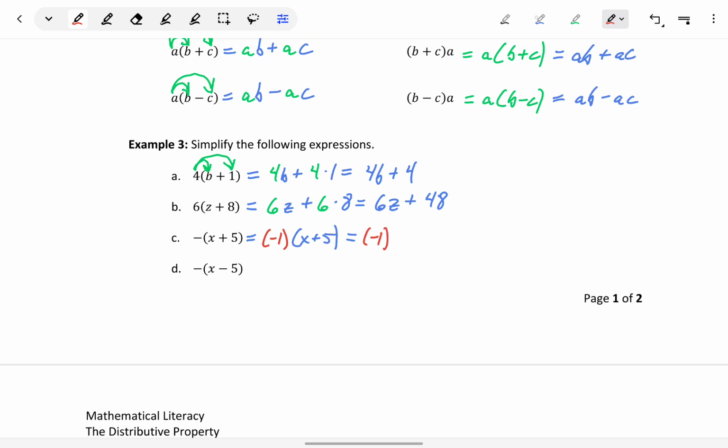This would become -1 times x plus -1 times 5, which would give us -x minus 5. Similarly, in part D, we would have -1 times x minus -1 times 5. But now what would happen is, since we have that subtraction in the middle, the two negatives would cancel each other out, leaving us with negative x plus 5.